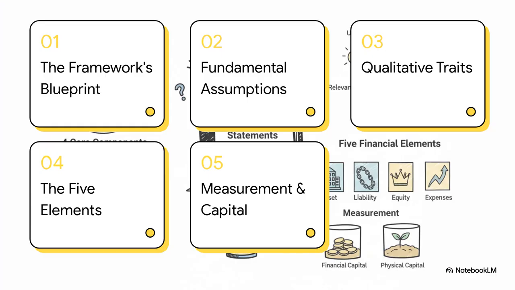To keep this revision session super clear, we're going to break it down into 5 key areas. First, we'll look at the framework's overall blueprint. Then, we'll get into the fundamental assumptions that everything else rests on. After that, we'll explore what makes financial info actually useful, define the 5 core elements of accounting, and wrap up by looking at how we put a price tag on everything.